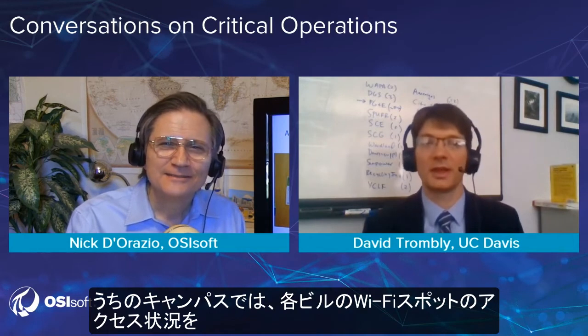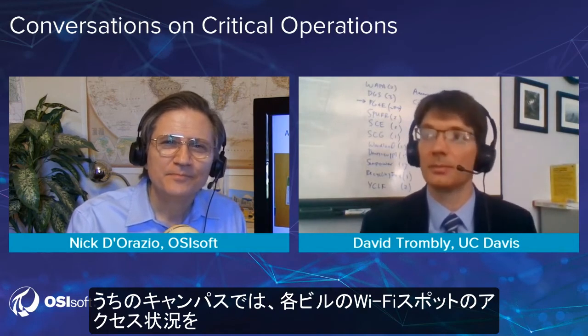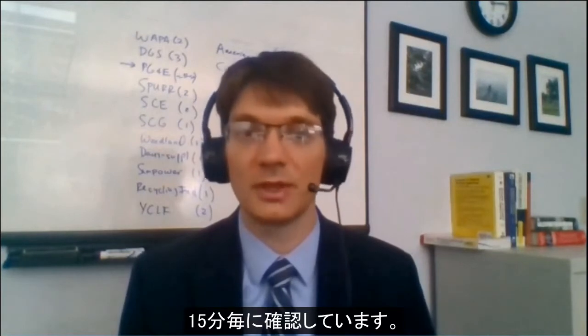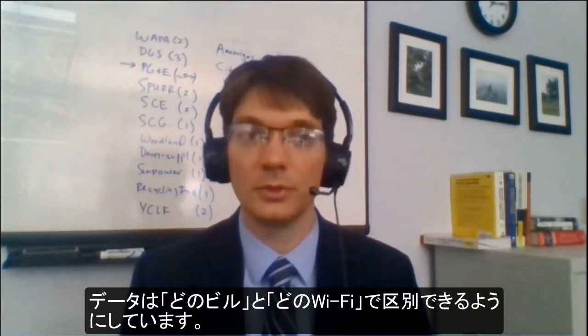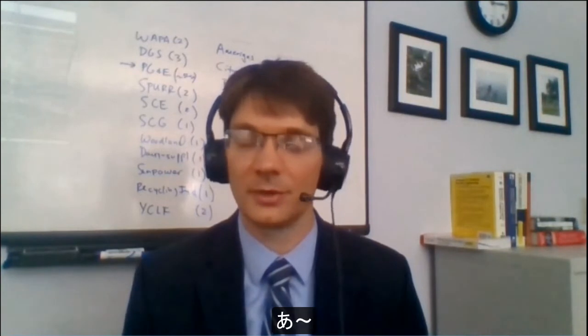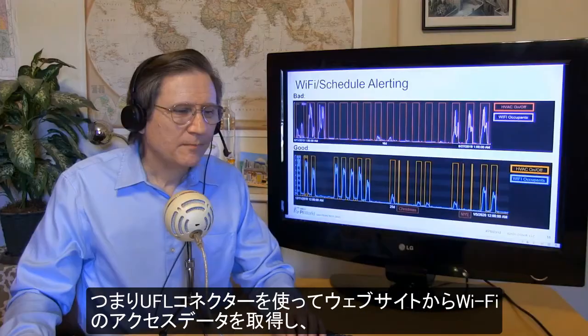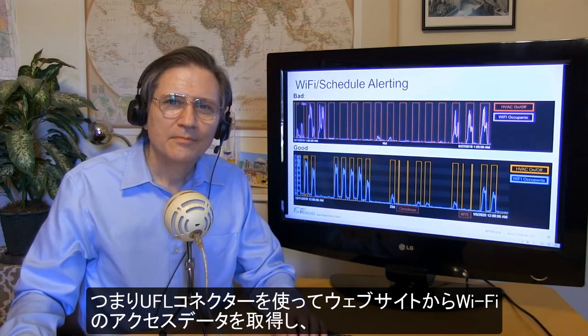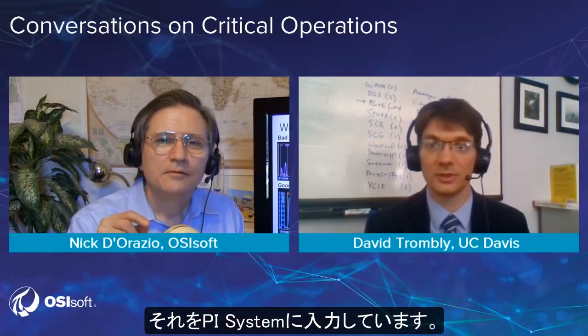Yeah, so the campus has a way of accessing the current, every 15-minute count for all the different Wi-Fi hotspots on campus, which are generally named by building and fairly discernible what they mean. So that was available, and we were able to essentially pull that from a website, and we're using the UFL connector to essentially do an HTTP get of that. I don't know, maybe I didn't quite use the right term, but we're getting that from the website using the UFL connector, and then that parses it and goes into Pi.